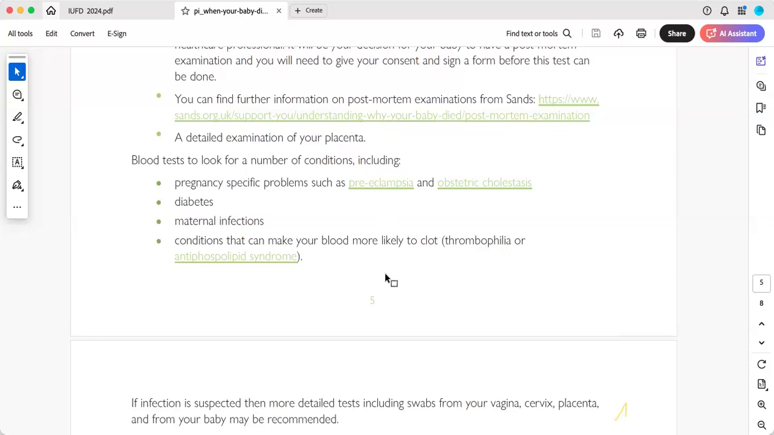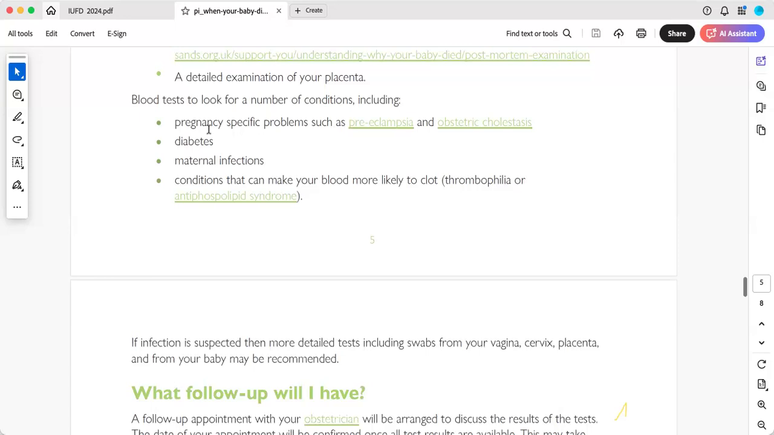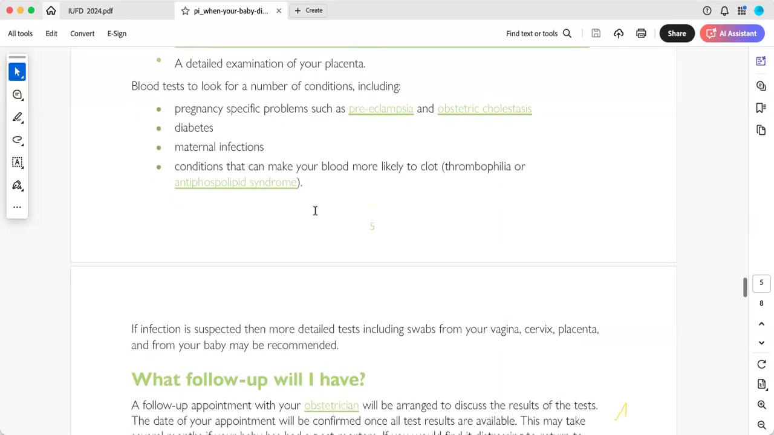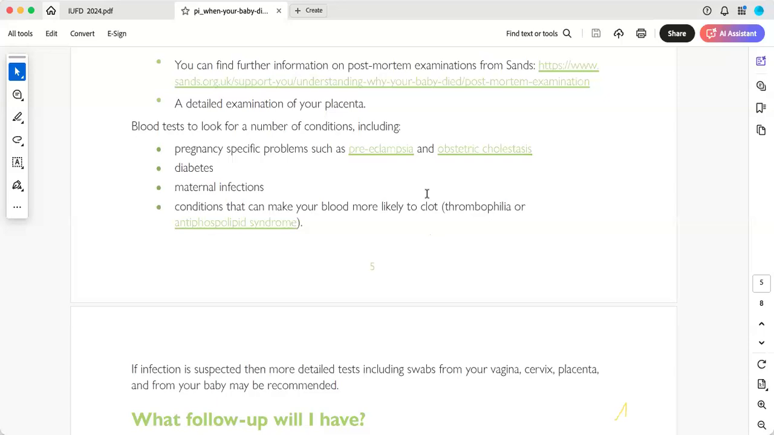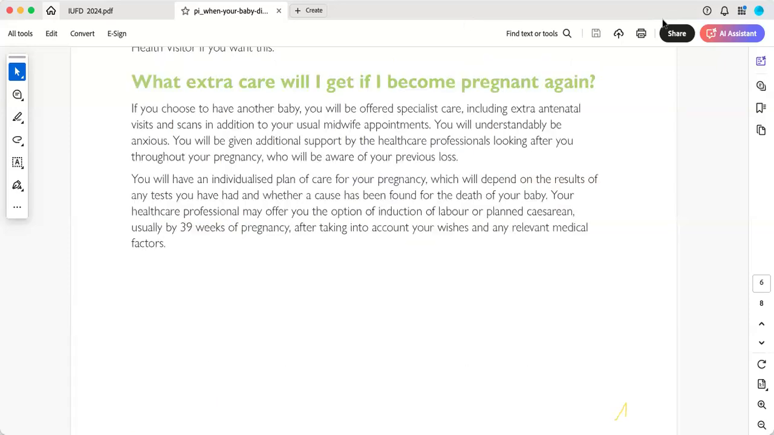Blood tests to look for a number of conditions, including pregnancy-specific problems such as preeclampsia or obstetric cholestasis, diabetes or maternal infection, or conditions that can make your blood more likely to clot, like thrombophilia or antiphospholipid syndrome. So those are the tests, okay, that will be added. We also will have a chance to discuss the infection if suspected infection is seen, okay? The extra care in the future pregnancy will be a very important point that you will never miss.